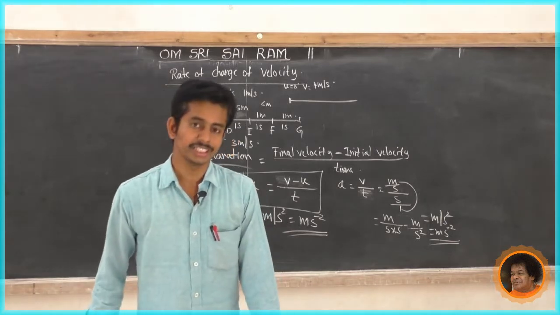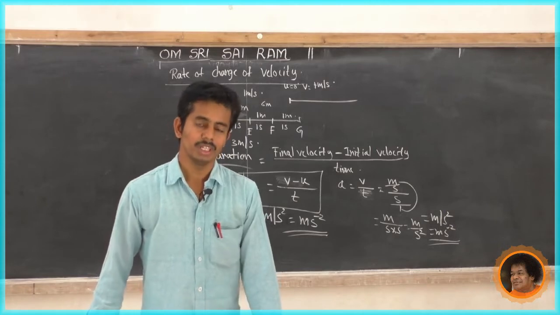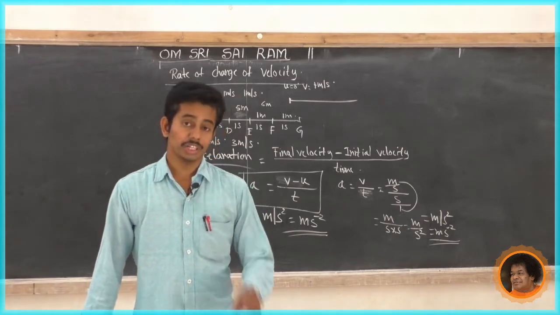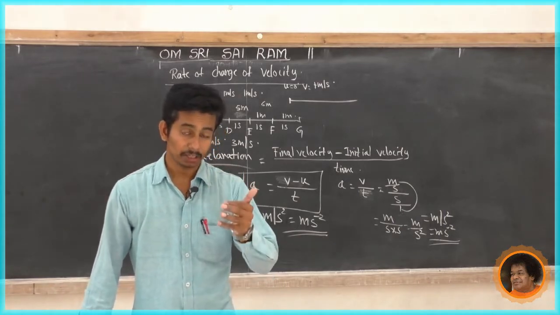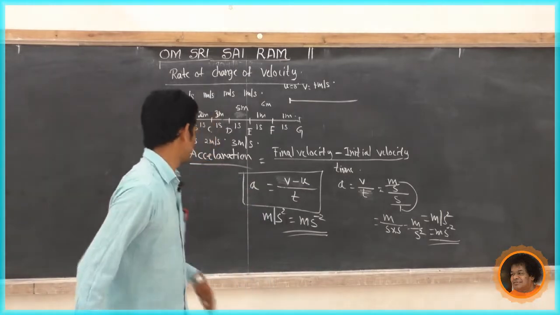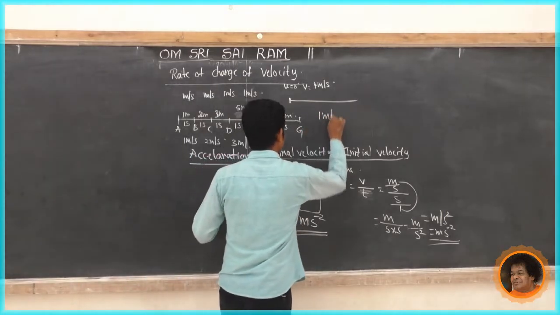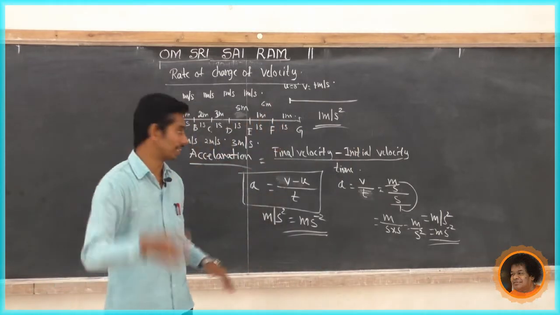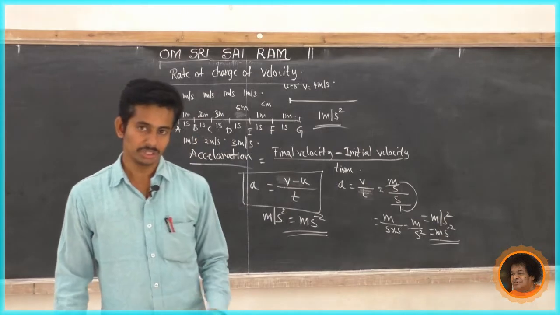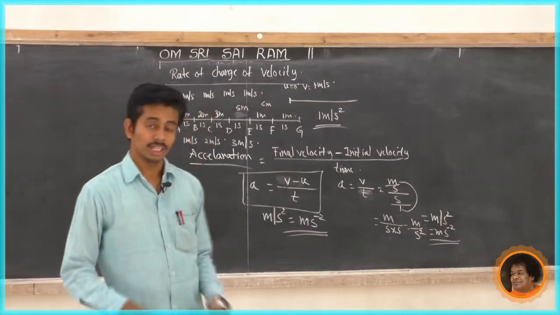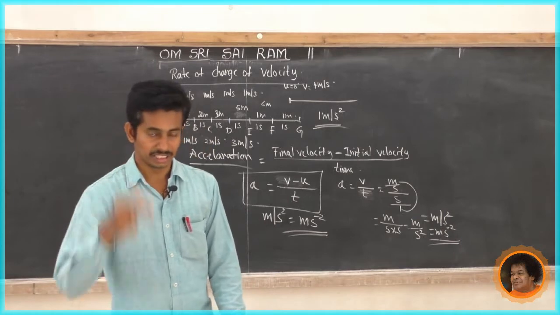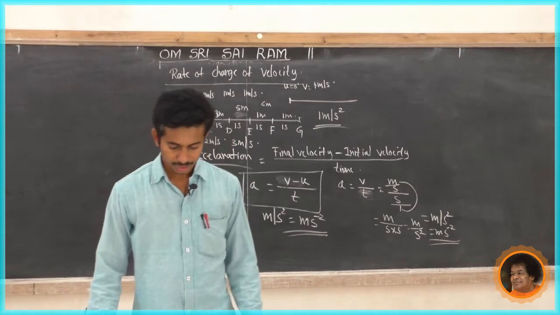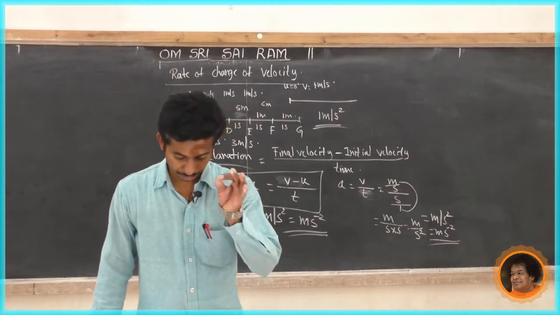Sometimes the acceleration is taken to be positive. What is the meaning? It is in the direction of velocity. When we take the acceleration as positive, say 1 meter per second square, the acceleration of the object is 1 meter per second square. What is the meaning? It means the velocity is increasing. The acceleration is taken to be positive if it is in the direction of velocity.